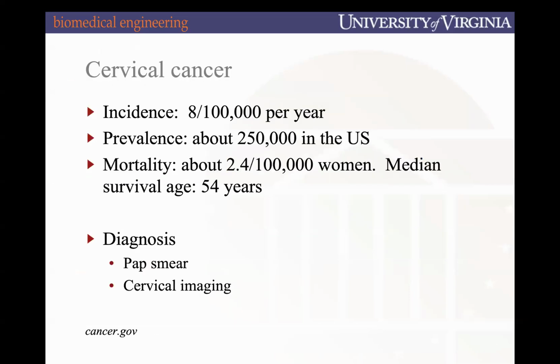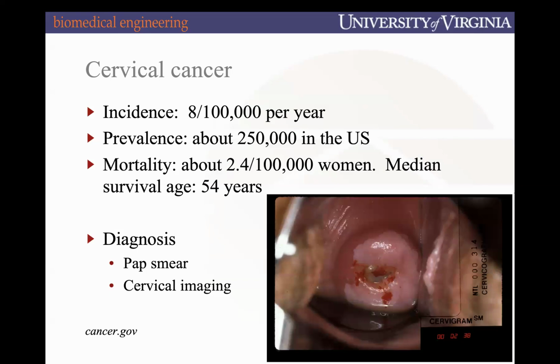The incidence rate for cervical cancer specifically is about 8 in every 100,000 per year. There are currently about 250,000 patients with cervical cancer, and the mortality rate is about 2.4 per 100,000. The median survival age, meaning the age at which a person survives with cervical cancer, is about 54 years old. Usually the diagnosis for cervical cancer involves either a pap smear or cervical imaging.